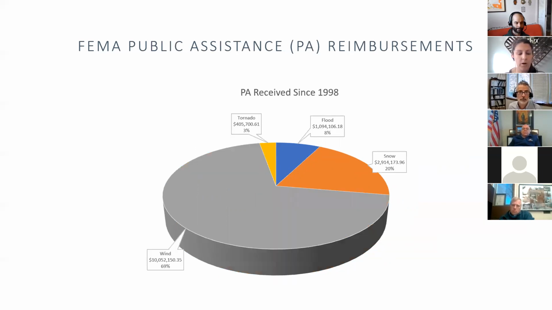And then I think I have a longer term outlook at the PA. So again, wind taking in the most, wind and snow, and then tornado and flood.